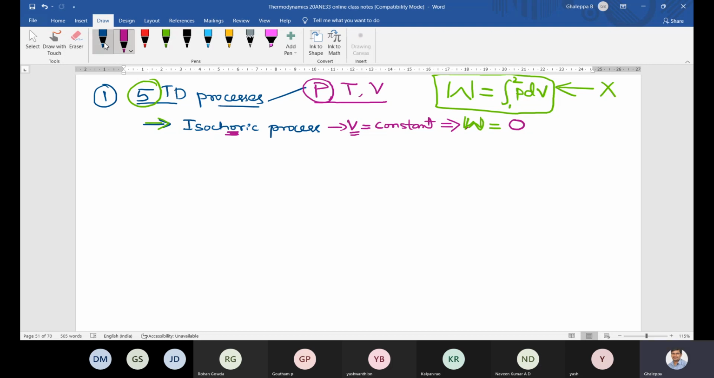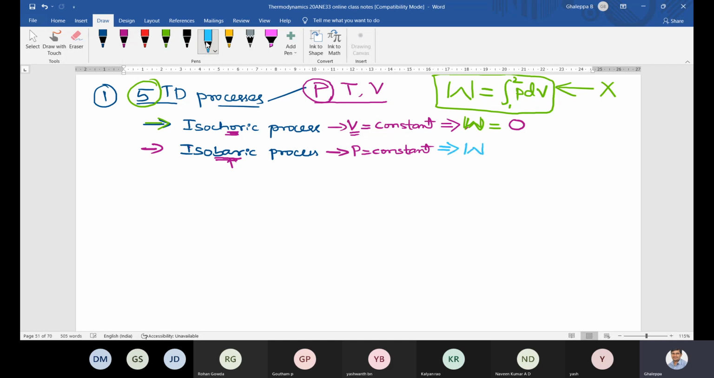Okay. Second process, isobaric process. I gave a hint in the previous video lecture on how to remember which property is constant. Here bar is a unit of pressure, so pressure is equal to constant. Just remember like that. Now we need to remember the expression for work done for constant pressure.